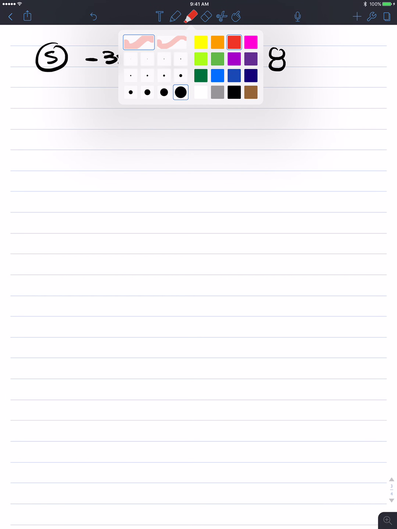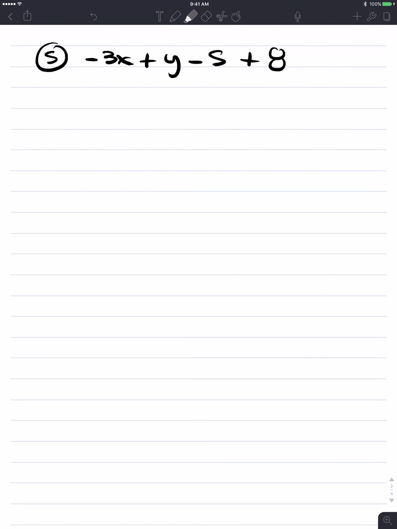Number 5. Negative 3x plus y minus 5 plus 8. Let's identify the terms that are alike. The only terms that are alike are the negative 5 and the 8.